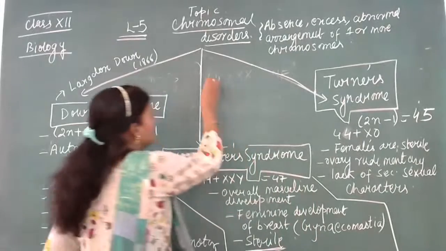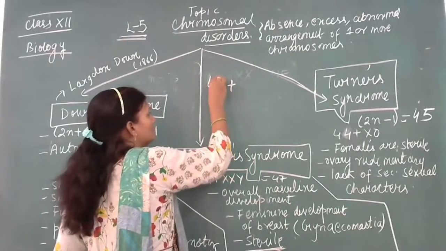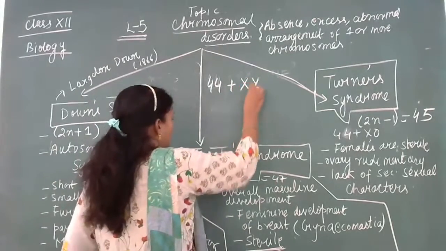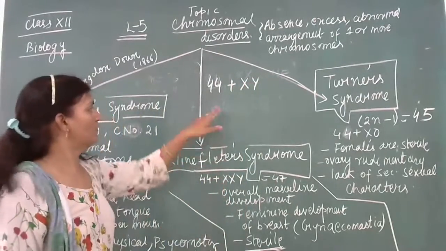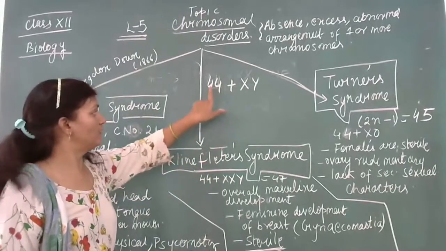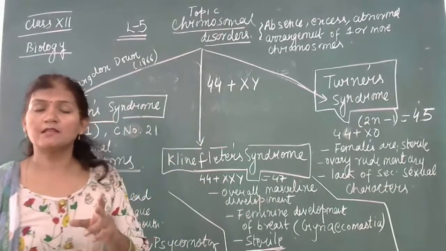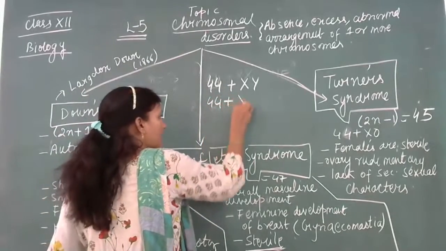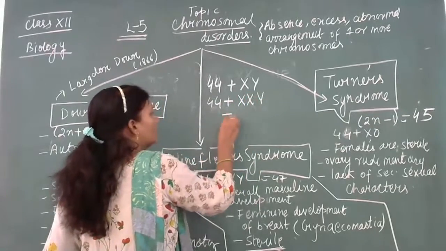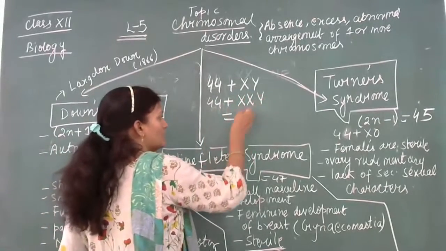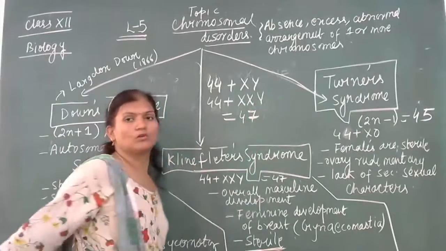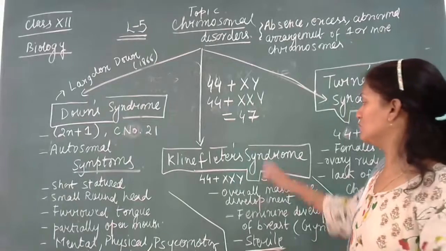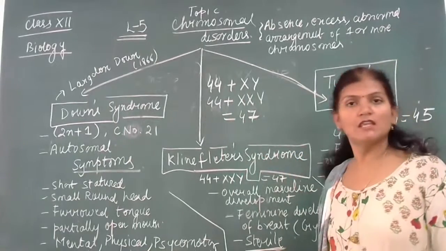So a normal one will be 44 plus what? If it is a male, then it will be 44 plus XY. I'm talking about Klinefelter syndrome. So if it is a normal male, then it will be 44 plus XY. But since there is an addition of one X chromosome, therefore it will be 44 plus XXY. Therefore it will be 44, 45, 46, 47. So the total number of chromosomes in that particular type of person will be what? Will be 47.